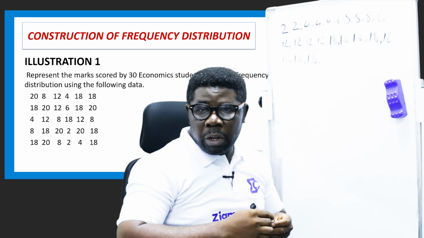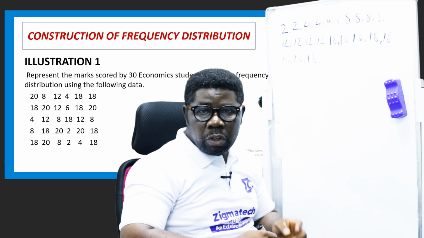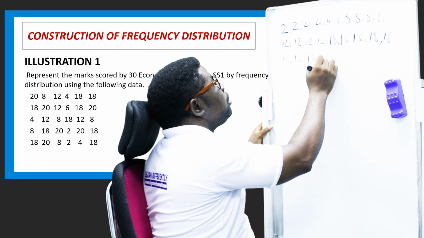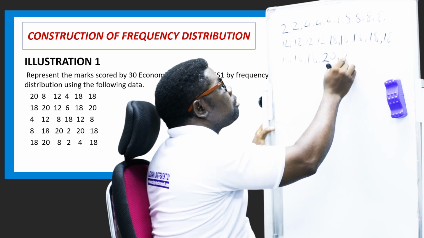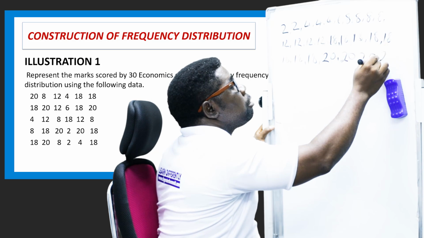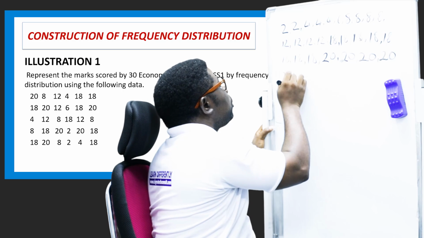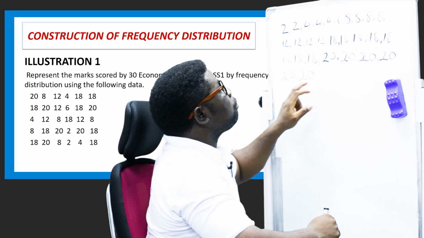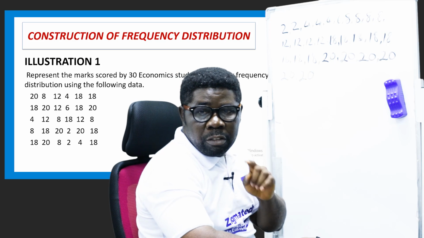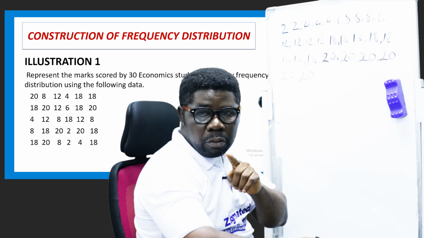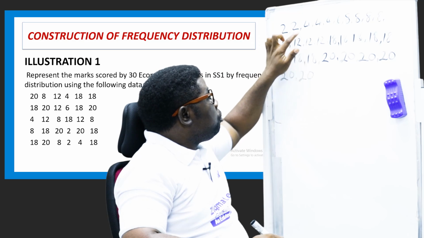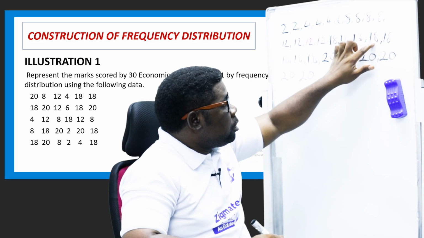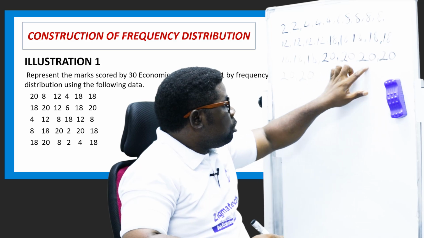Then the next number is 20. We have 20 in 1, 2, 3, 4, 5, 6 places. So 20 in 6 places. So we count: 1, 2, 3, up to 28.